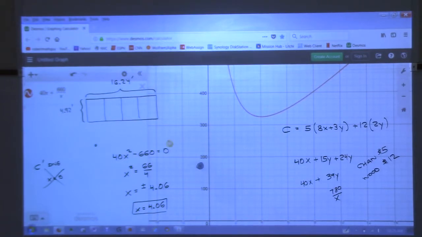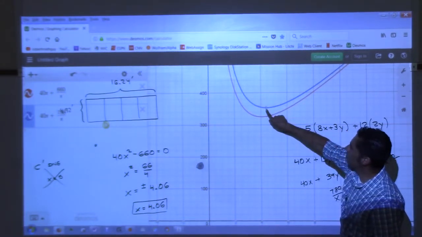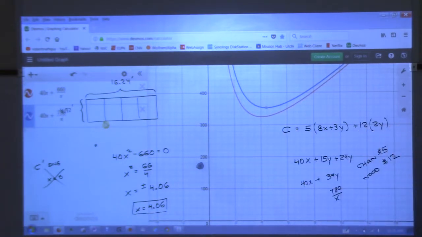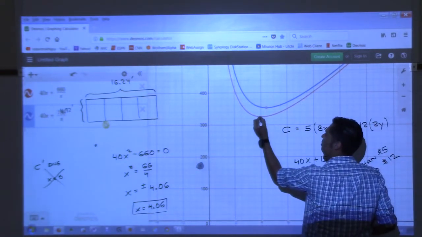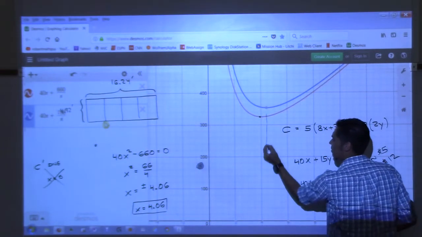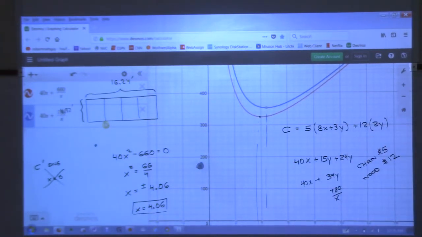40x plus 780. Oh, this one gave me the lowest one. Okay? See? The blue one is if we built it with different materials. What I'm trying to get you to see is that the x coordinates of the lowest points are different now. So the way you build that fence would be different.